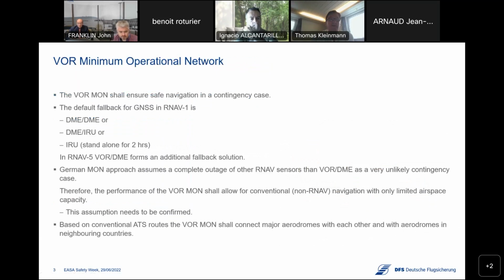And as I already said, our default fallback for GNSS is ANAV 1, which is DME/DME or IRU, which allows a different fallback solution. For the en route case, we will have VOR/DME ANAV 5 infrastructure, which will rely more or less on the VORs located on the individual airports. As I said, it's around 1 VOR per airport.